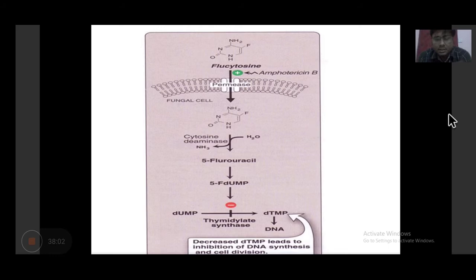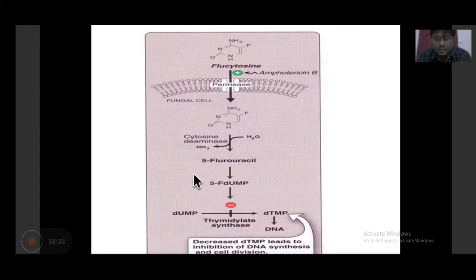Here you can see the mechanism of action of 5-flucytosine. Because these are newer drugs, we need to remember that the enzyme permease is required for the entry of flucytosine into the cell, and this entry is facilitated by Amphotericin B. That's why flucytosine is used with Amphotericin B in the treatment of cryptococcal meningitis. After coming inside, flucytosine is converted to 5-fluorouracil, for which the enzyme cytosine deaminase is required, which is not there in human cells. So this activation does not happen in cells not infected by fungus.